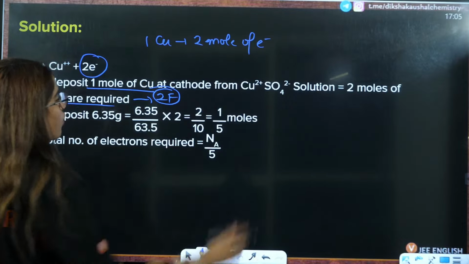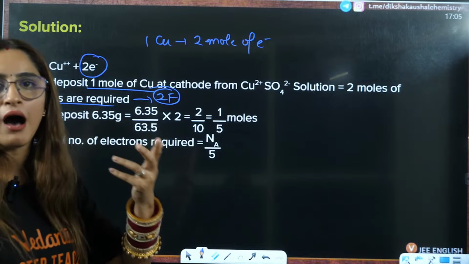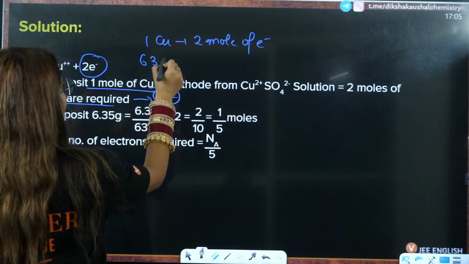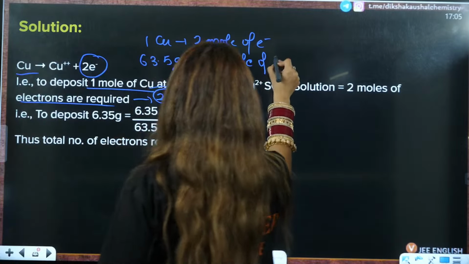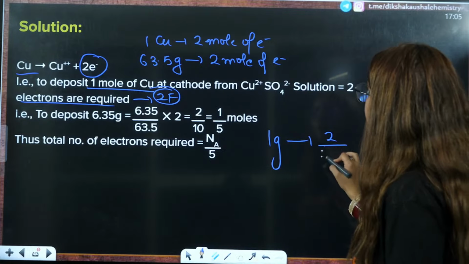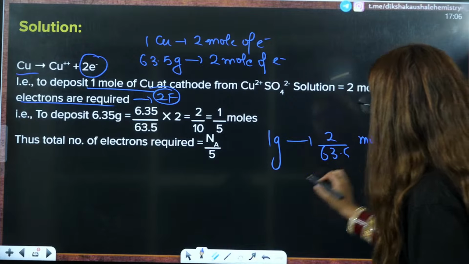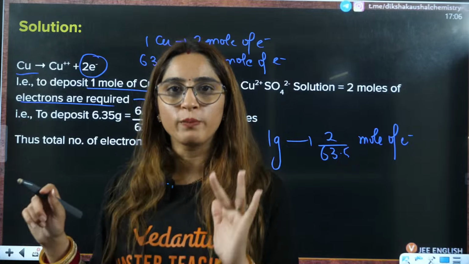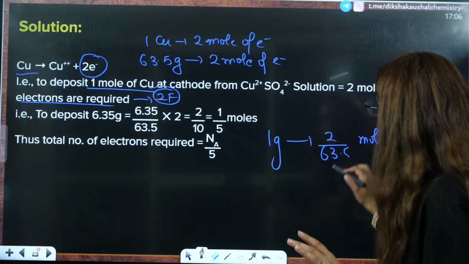2 mole of electrons. That means in 1 mole, what is the mass? What is the molar mass? That means 63.5 gram will require 2 mole of electrons. So 1 gram will require 2 by 63.5 mole of electrons. Just unitary method. Why am I saying unitary method again and again? You should know how to apply it, because they ask you a lot of questions on the unitary method. Okay, so 1 gram will give you this.